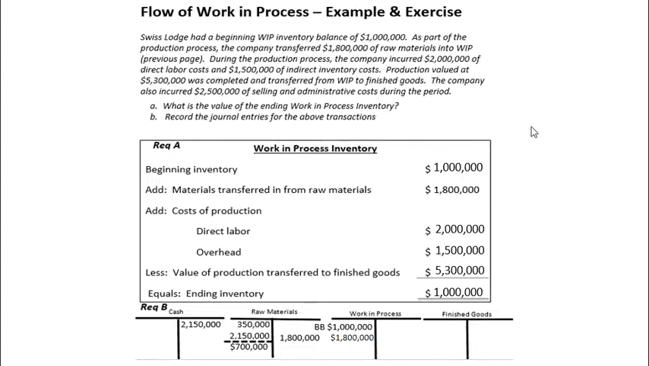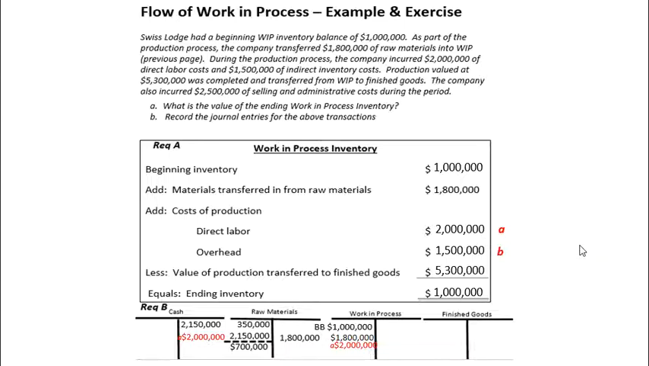So now let's go on and take a look at the journal entries that are associated with the work in process inventory movement. Entry A is the cost of the direct labor that was incurred when we were making these products. So the debit would be to work in process inventory for $2 million, and the credit would be to cash, because again we're paying everything in cash. That would be $2 million.